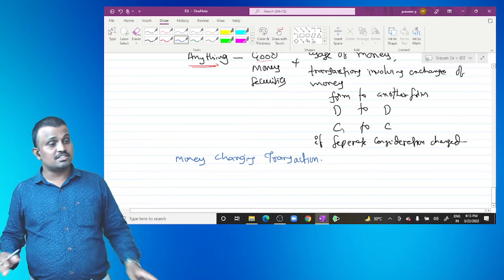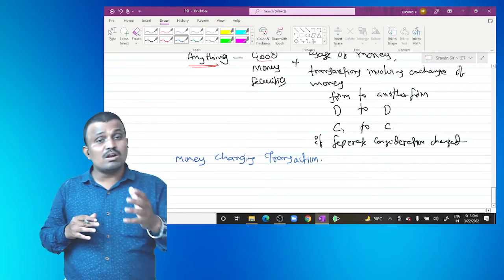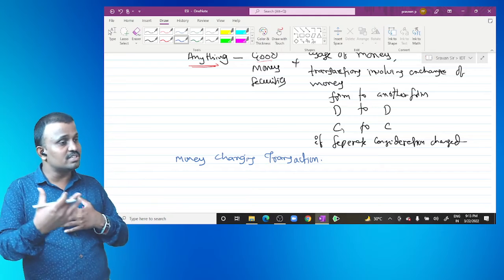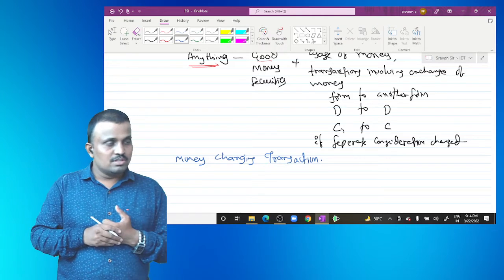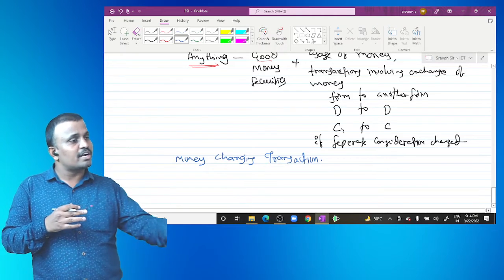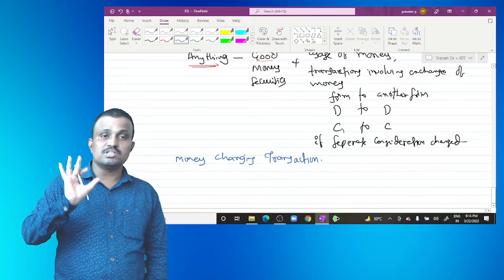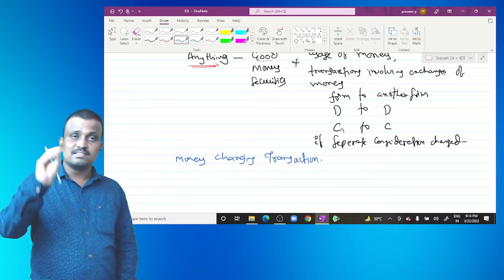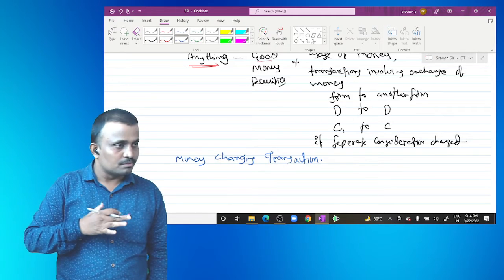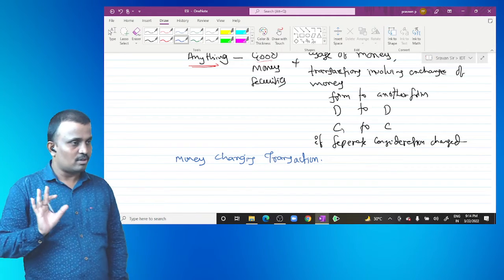Money changing transaction: transactions involving the change of money from one person to another person. Here, money just changes from one pocket to another pocket. That's all. For example, you took a loan from the bank, around 10 lakh. The 10 lakh is shifted from the bank to you. The 10 lakh is said to be the principal amount.